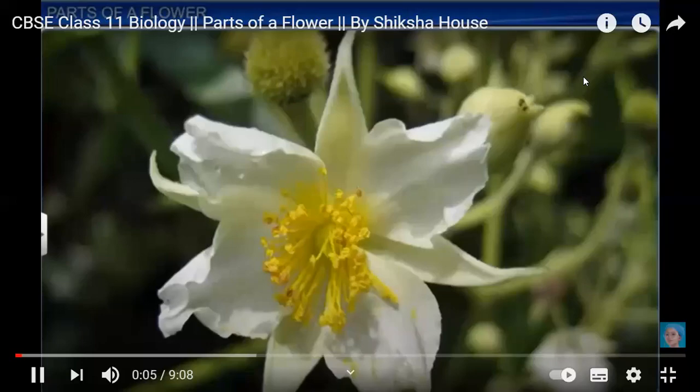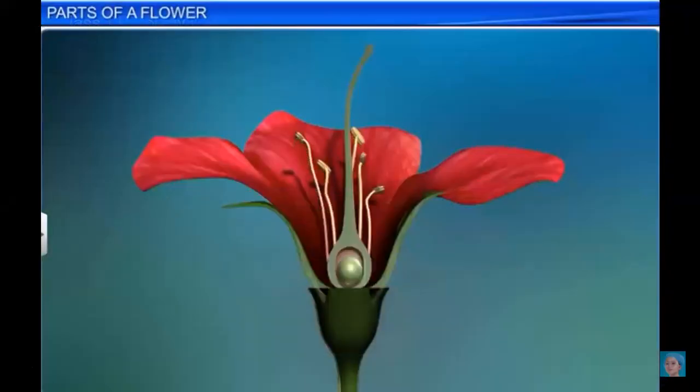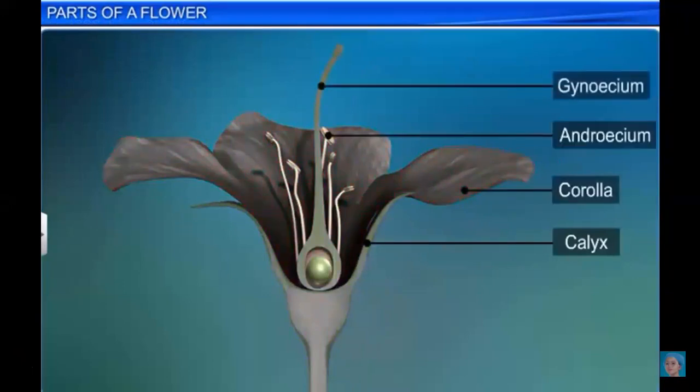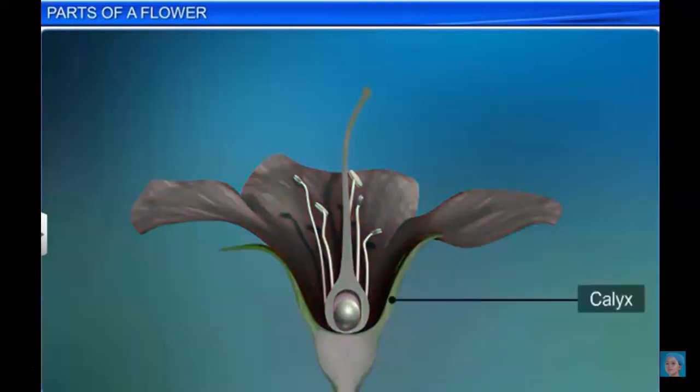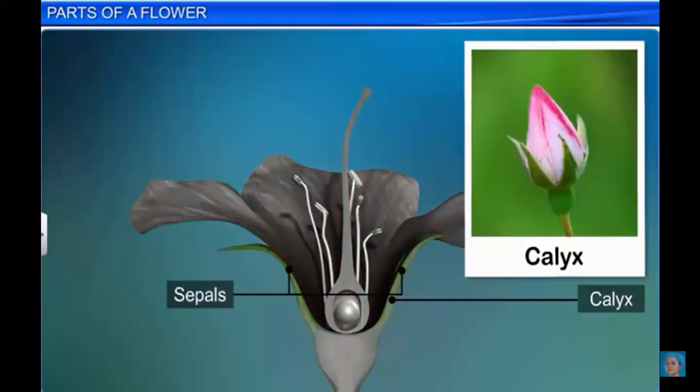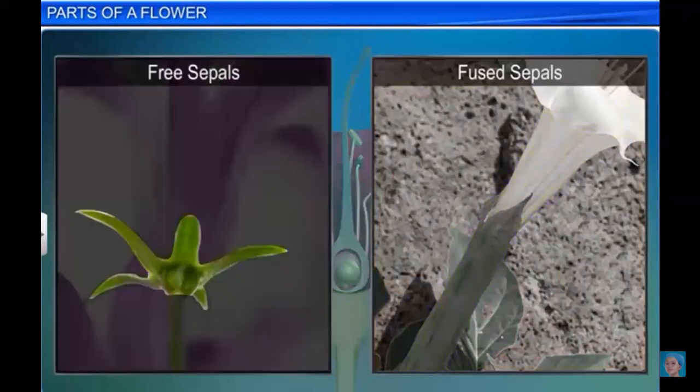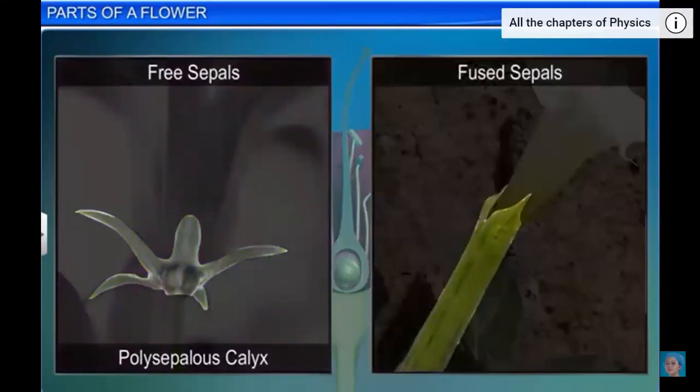The flower is the part of the plant that contributes to the process of reproduction. Typically, a flower has four whorls: calyx, corolla, androecium, and gynoecium. The outermost whorl is the calyx, which consists of sepals that are green, leaf-like structures that protect the flower in its bud stage. The sepals can be either free or united. When free, the calyx is called polysepalous, and when united, the calyx is called gamosepalous.